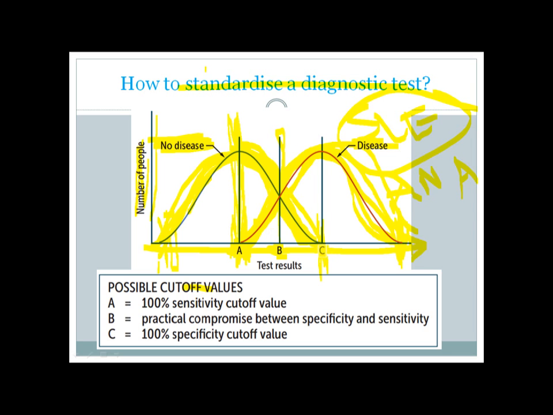And when we set the cutoff value at C, which is a much higher value, the advantage here is we do not identify any people without disease as positive. So that's a positive thing. But the negative thing in the case of C is that many people with the disease will also test negative, because they have a much lower value than C. So possible cutoff values should tell us: A should be the 100% sensitivity cutoff value, because 100% sensitivity means we can identify all the people with disease.